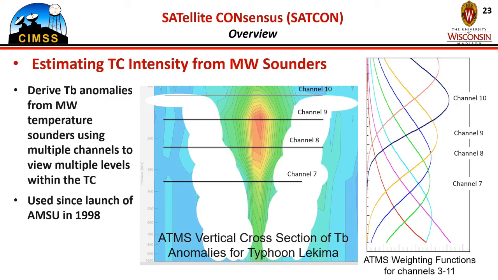Microwave sounders can look underneath the CDO structure and look at the warm core structure of the tropical cyclone at various levels in the atmosphere. This is a cross-section of a storm, looking at the various weighting functions at various channels for, in this example, the ATMS. You can see the different channels from channel 7 to 10 work upwards in the atmosphere at different levels, looking at the warm core structure at these different levels. And we can use these observations to infer tropical cyclone intensity.